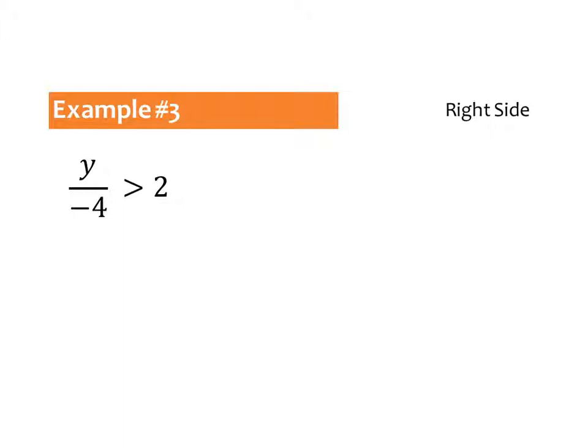In order to get y by itself, I need to do the opposite. Right now, I'm dividing by negative 4, so I need to multiply both sides by negative 4. These will cancel, and I am left with y. And then 2 times negative 4 is negative 8, because remember, a negative times a positive is a negative.